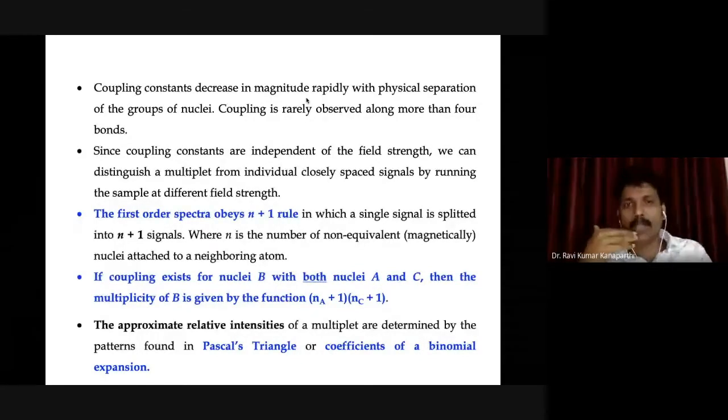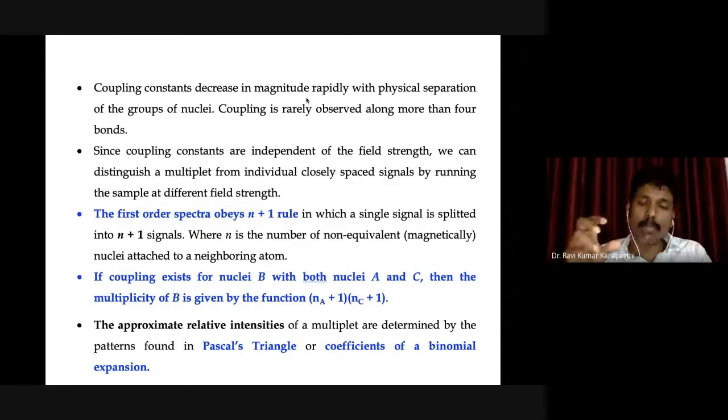So we can distinguish the multiplets from individual closely spaced peaks. If you want to distinguish NMR peaks which are very close by, increasing the field strength makes that possible. Coupling constants are field independent, but the stretching of the individual peaks can be observed if you go to a higher field strength.